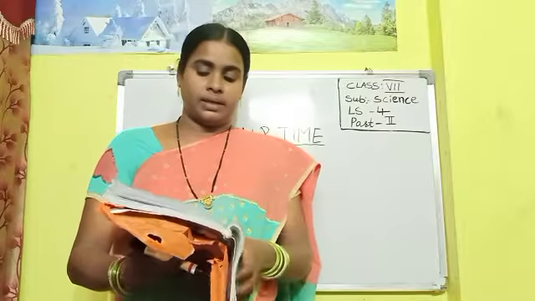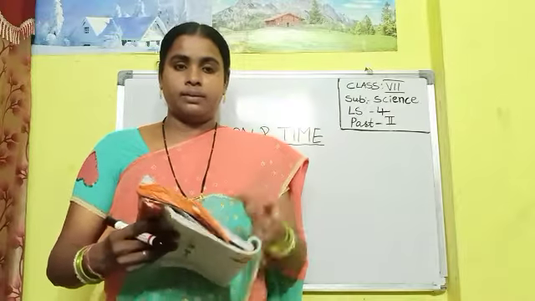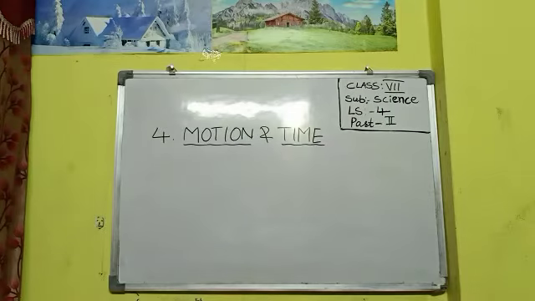Page number 10. Motion of blades of a ceiling fan. I already showed you, once again I will show you. They have given one table here. See children, observe the following motions of bodies and label them as rotatory, meaning you have to write R, translatory, meaning you have to write T, and translatory and rotatory, meaning you have to write TR.